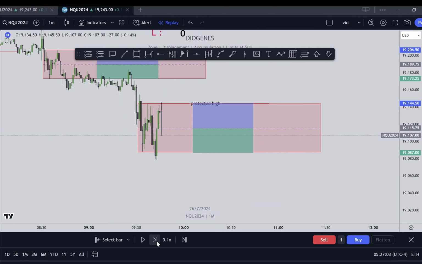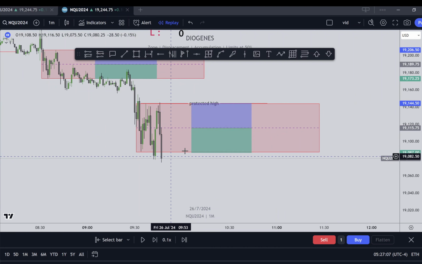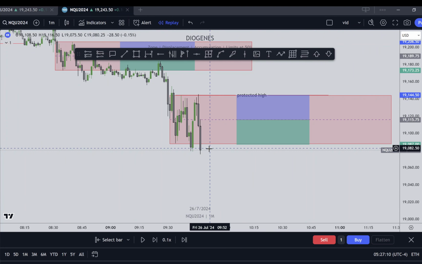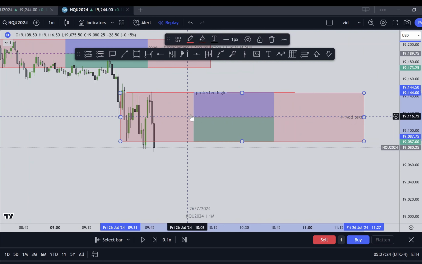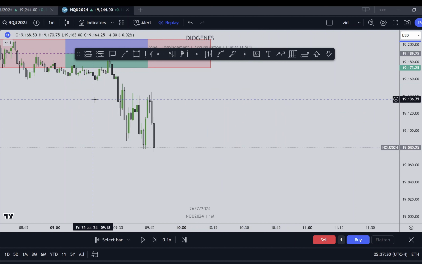Let's see what happens. Oops. So they wicked us out and gave the one-to-one. So if you guys know about the rules, we either take another trade after we CSS after the wick of our zone, or we just wait, because now we have a high probability zone that took liquidity of a zone before.